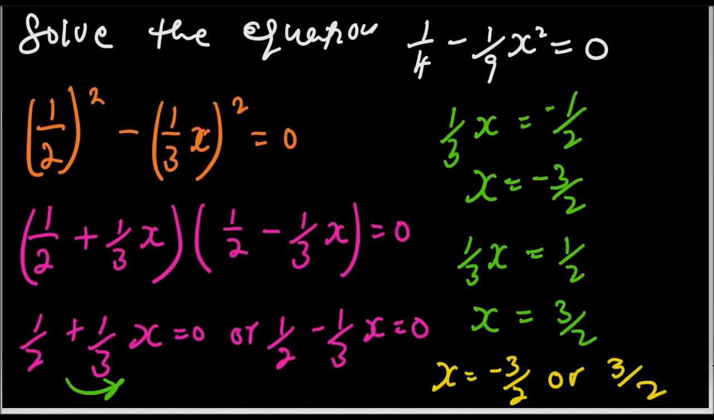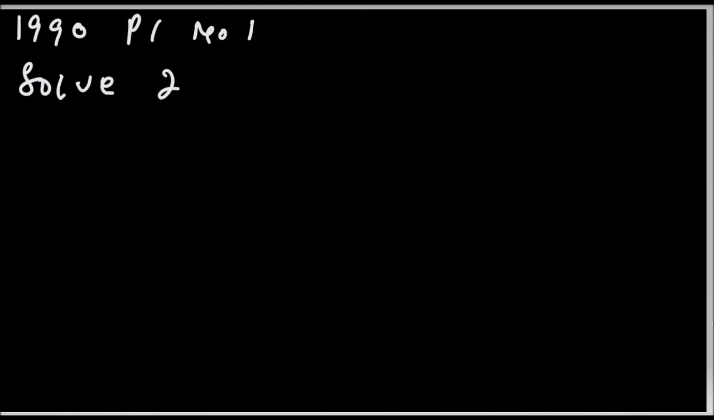Now I want to take you through a question that was done in KCSE, and we see how we go about it. This question was done in 1990, Paper 1, Question number 1, and we are told to solve. We are given a quadratic equation: 2x squared plus x minus 36 is equal to 0. So this is a quadratic equation.